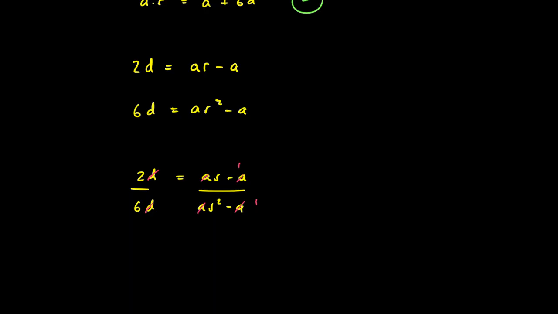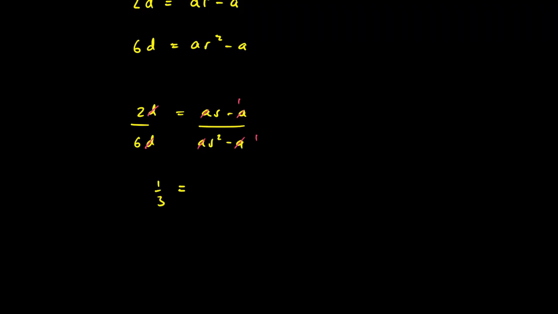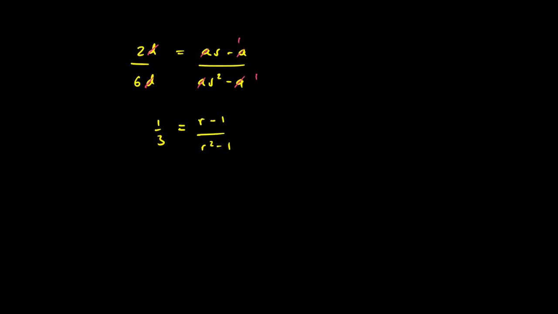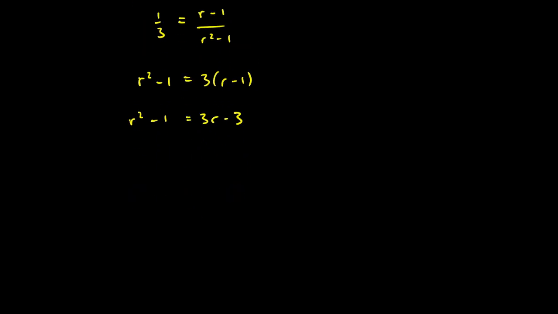So I get 2 divided by 6, which is a third, is equal to r minus 1 over r squared minus 1. So I'm going to multiply both sides by r squared minus 1. So I get r squared minus 1 over here. I'm going to multiply both sides by 3. So 3 bracket r minus 1. So I'm going to get r squared minus 1 is equal to 3r minus 3. And that's going to give us r squared minus 3r plus 2 is equal to 0.